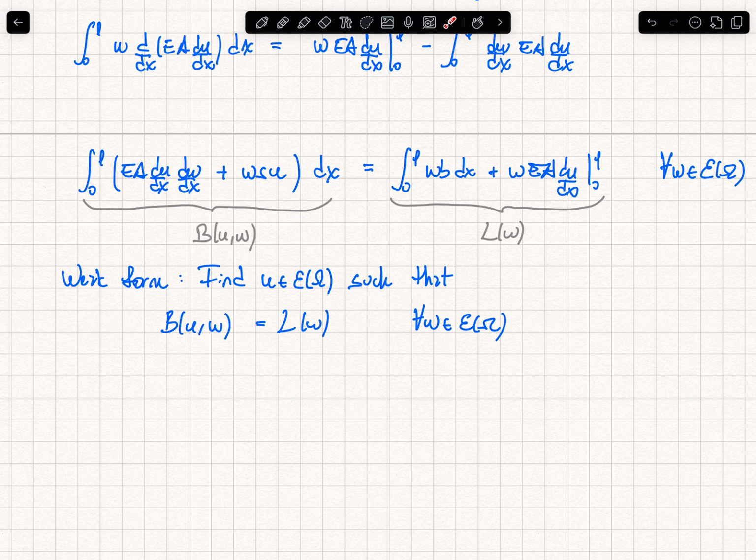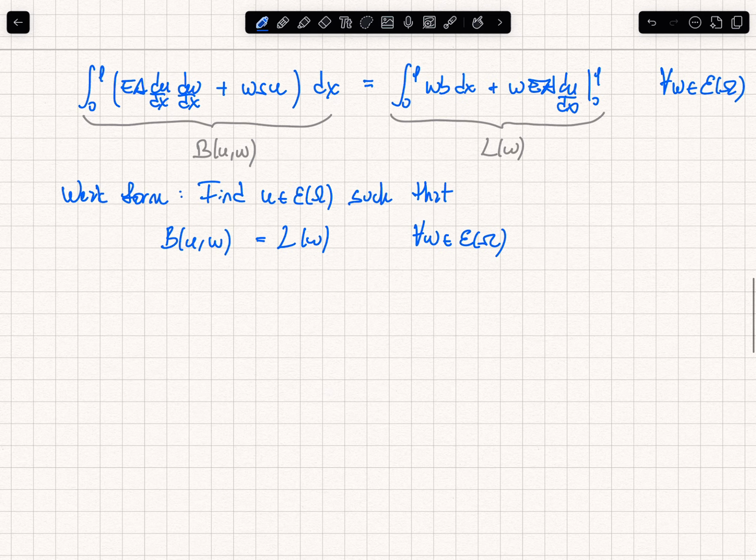And so this here is actually not unknown. So it does not depend on U, okay? So keep that in mind. Okay, well, let's list some nice properties.